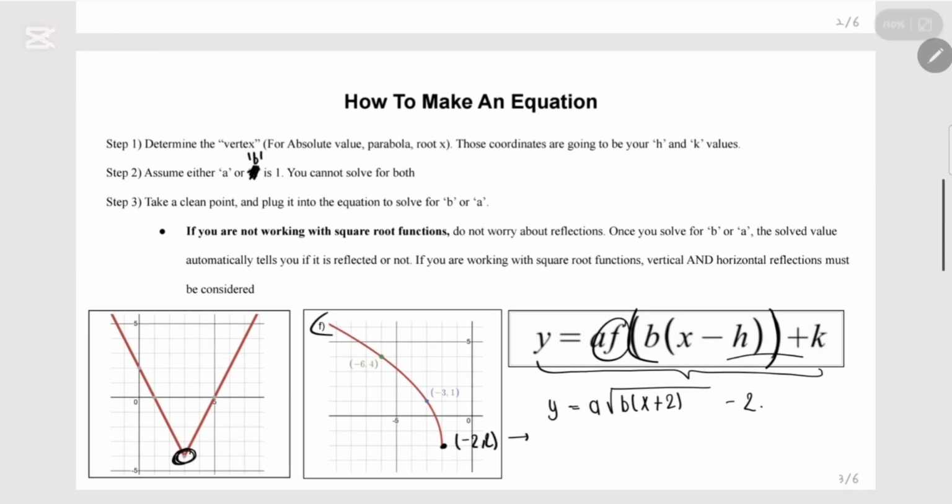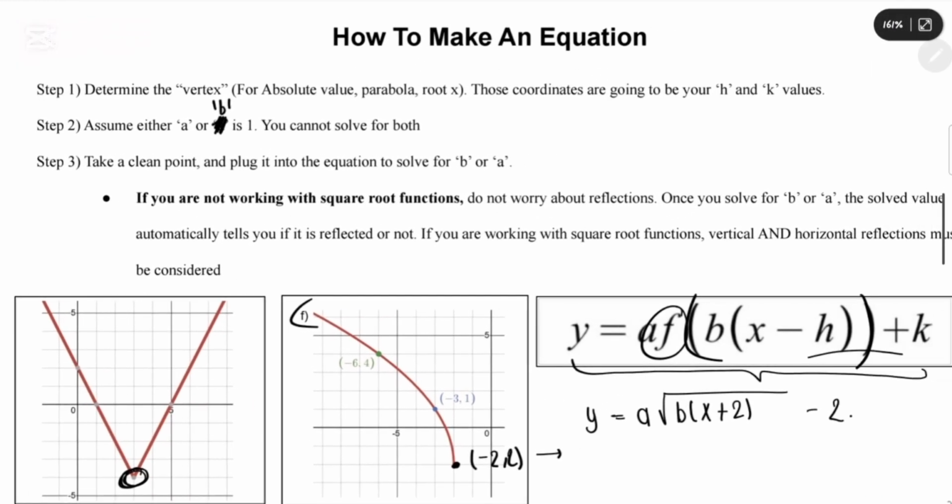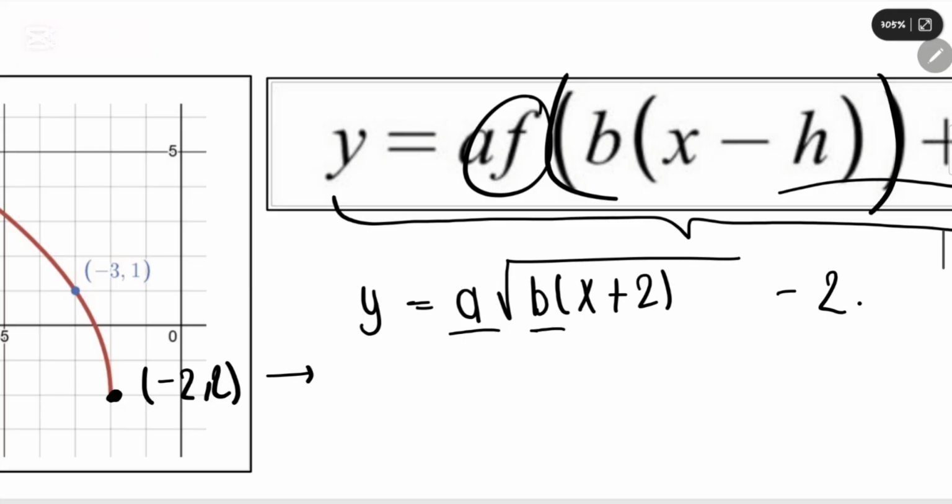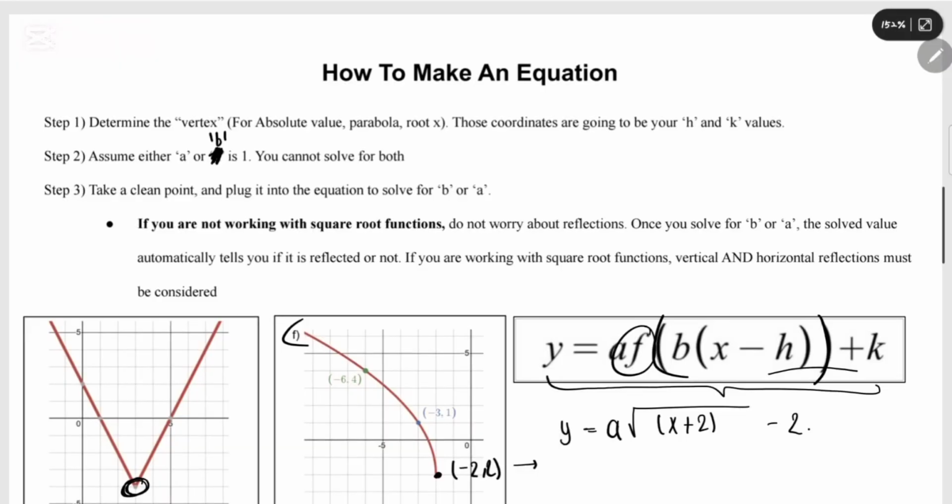Your second step is you assume either a or b is 1. You can't really solve for both a and b because you only have one equation. It's not a simultaneous equation, so you choose either a or b to solve for. So let's say I choose a. Okay, so you assume b is 1.